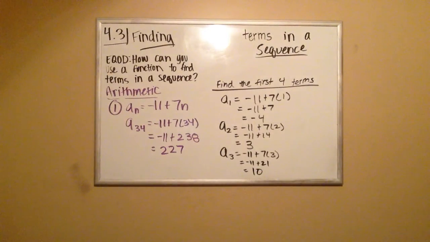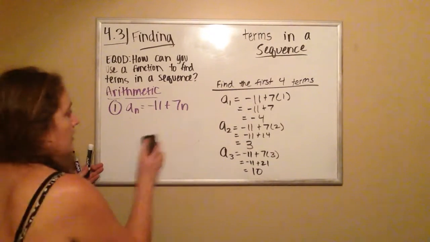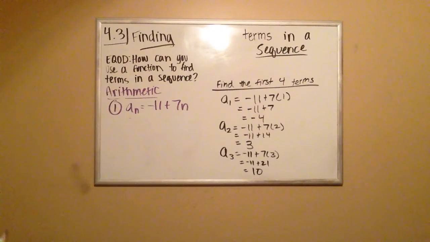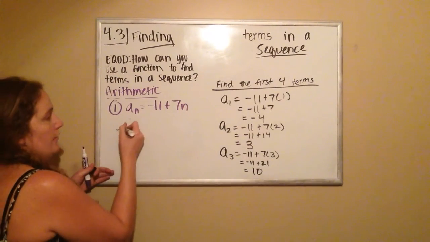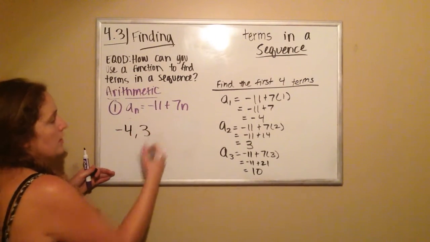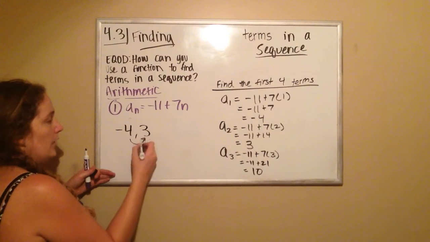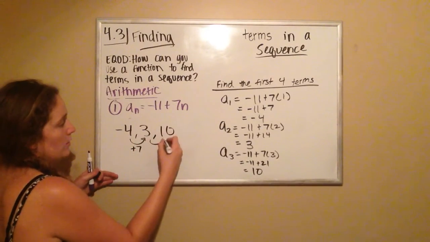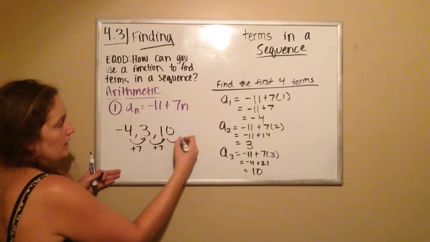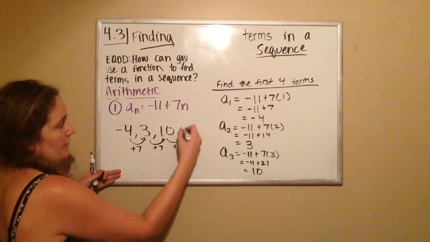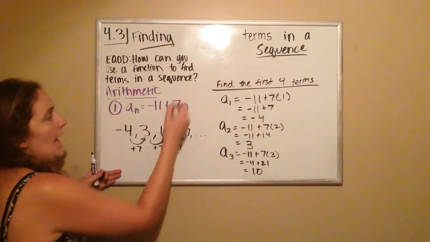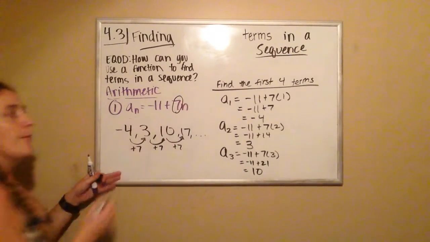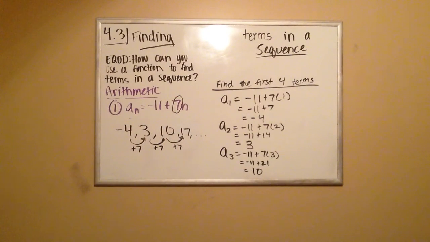But let's consider for a second that we just did all that work for the first 2 terms, and we got negative 4 and 3. We could look to see, oh, hey, check it out, we're adding 7. Okay, the next term was 10. Oh, hey, check it out, we're adding 7. So we're obviously going to add 7 again, and we get 17. And look at where that 7 came from. It was the coefficient of our variable, and it always will be.